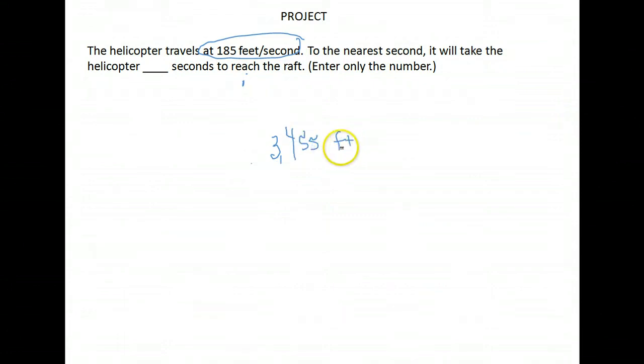Okay, they are traveling at a speed of 185 feet for every second. So we take our 3,455, divide it by our 185 feet for every second, and that will give us our number of seconds. Because we need to know how many 185-foot sections we're going to have to travel to get there. Each one will take us a second. We divide, again, 3,455 divided by 185.